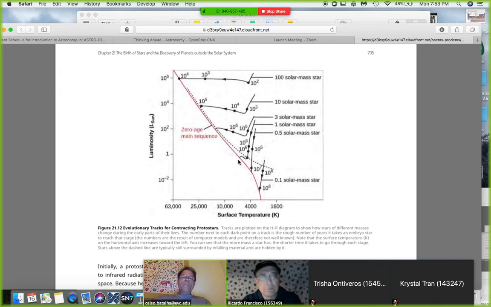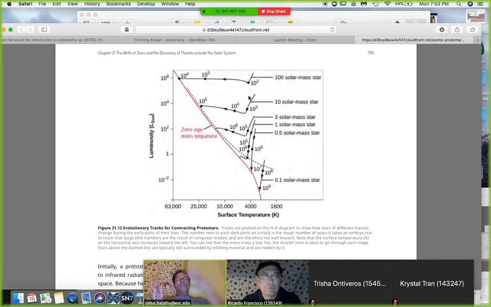But eventually the fusion reactions take place, and then the star finally reaches the zero age main sequence. Now, a 100 solar mass star, very massive one, those babies are hard to find. They contract quickly, right? And they quickly reach their main sequence. So those tracks are pre-main sequence. And in future chapters, in fact, next week, we are going to see the reversal of that.